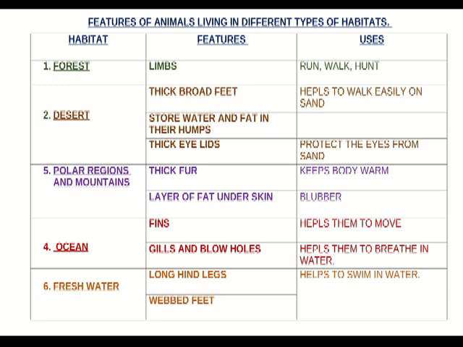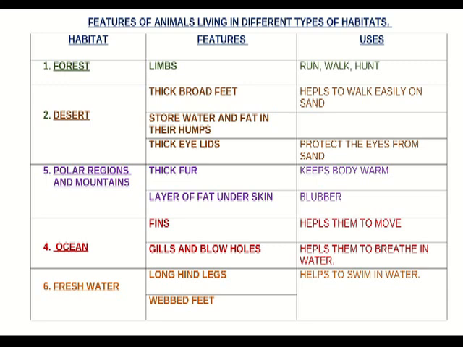The third habitat is polar regions and mountains. The animals living in polar regions and mountains possess thick fur which keeps their body warm, and they store a layer of fat under their skin which is known as blubber. The fourth habitat is oceans. The animals living in oceans have fins which help them to move in water, and they have gills and blowholes which help them to breathe in the water.